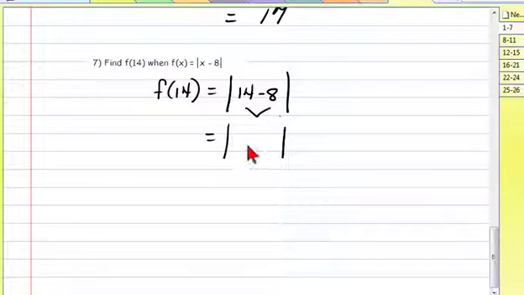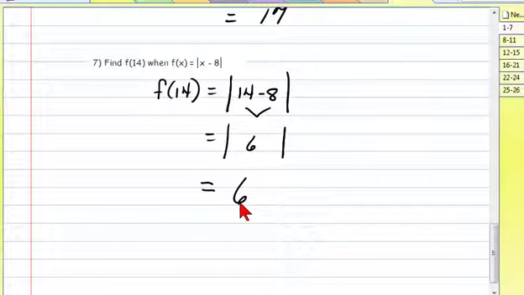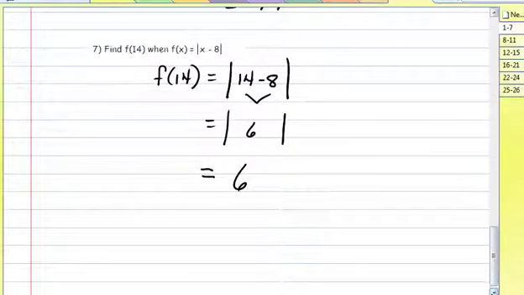14 minus 8 gives me 6. And what is the absolute value of 6? It's 6. The absolute value of a positive number is positive. The absolute value of a negative number is positive. And the absolute value of 0 is 0. Okay, so it returns 0 when you have a 0 in there. All the rest of the time it returns a positive answer. All right, so that's the first 7 questions.